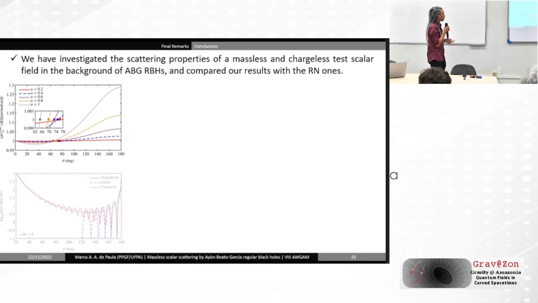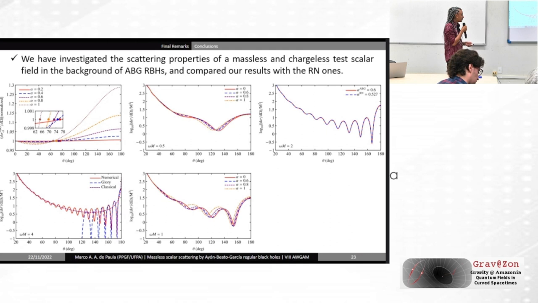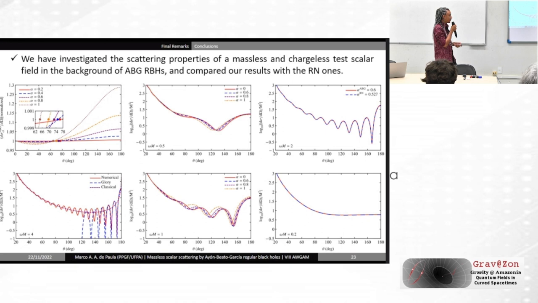We have also shown that our numerical results are consistent with some analytic approximations, which is very good because it shows that our results are consistent in some way. We have shown that the interference gradient increases as we increase the values of the normalized electric charge or as we decrease the values of the frequency. And we also obtained that we can find configurations for which the ABG and Heisenberg-Euler black holes can have very similar scattering cross sections for low to moderate values of the normalized electric charge and even for small values of the frequency. Therefore, we can conclude that regular black holes indeed can mimic the scattering properties of standard black holes for arbitrary values of the scattering angle and even for small values of the frequency.